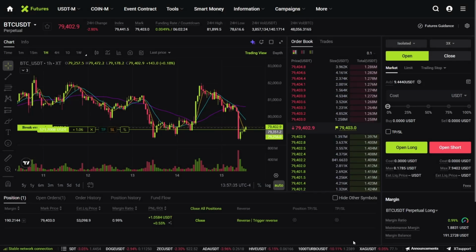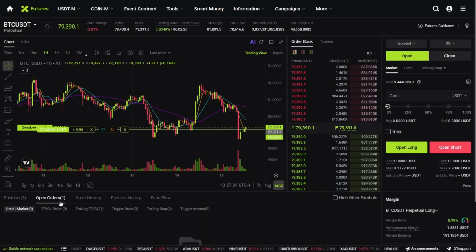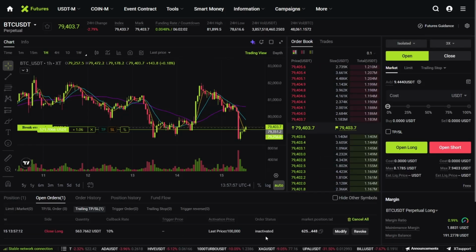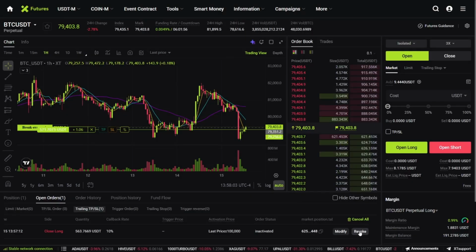If we want to see our trailing stop order, we can head to Open Orders, Trailing TP and SL, and here we can see our trailing stop order. Scrolling to the right, here is where we can modify the order or cancel it.